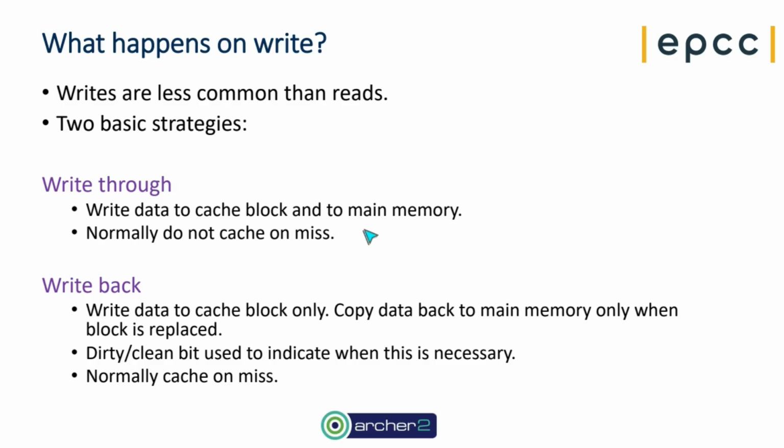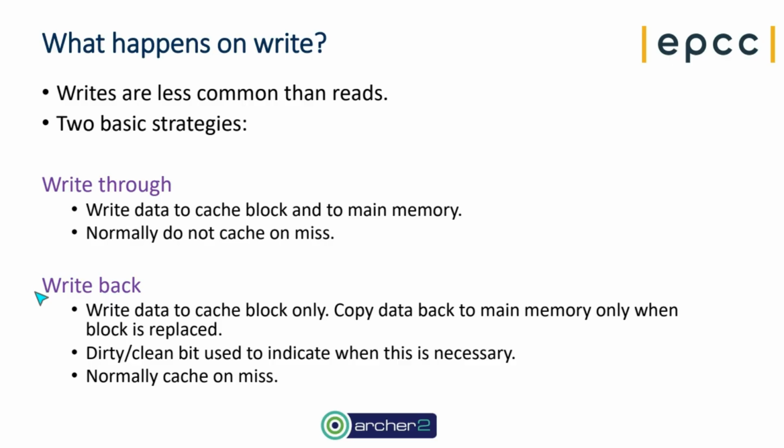And for this strategy, you normally wouldn't cache on a miss. If the data is not currently in the cache, you don't fetch it from main memory first and then modify it. You basically just bypass the cache and make the modification to the copy in main memory directly.